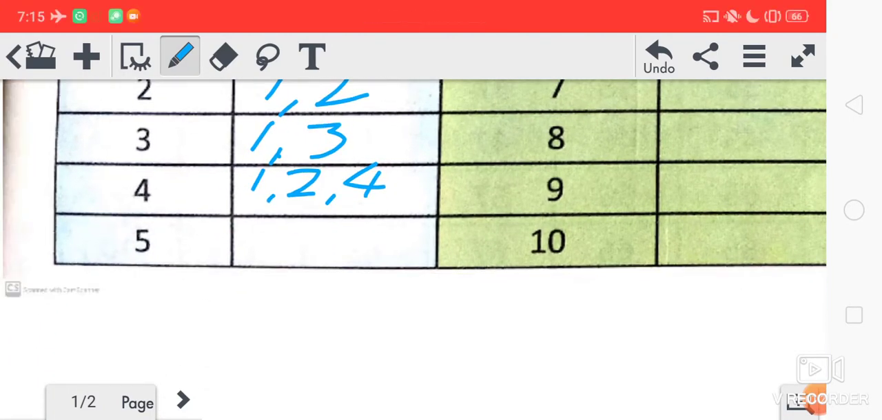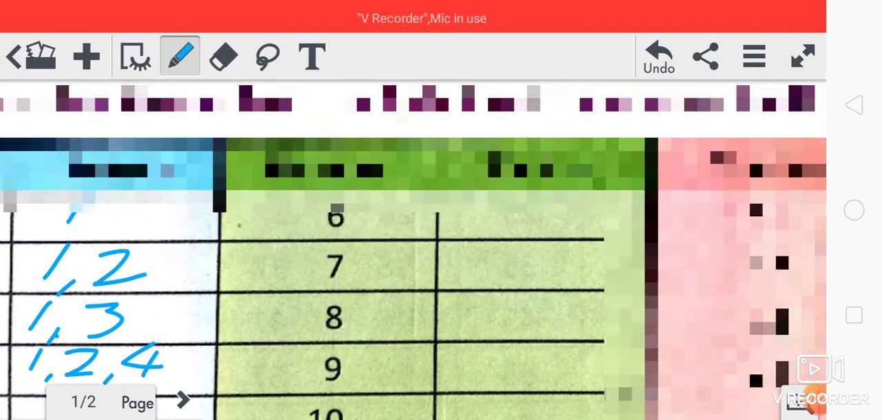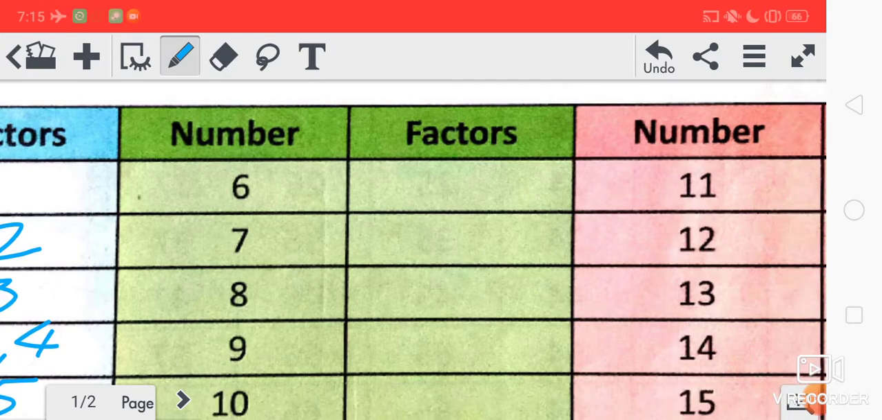Similarly, 5. What are the factors of 5? 5 comes in the table of 1. 1 is a factor of every number, and 5 itself. Okay. Then number 6. What are the factors of 6? So 6, 1 is a factor of every number, so 1. Then 2, in the table of 2 we get 6. 2 3s are 6. And in the table of 3 also, 3 2s are 6. So 3 is a factor, and then 6 itself.